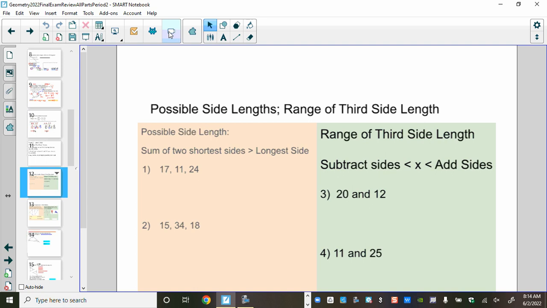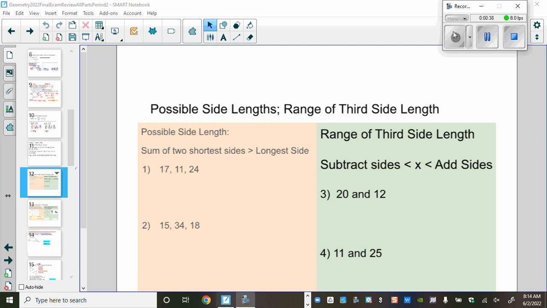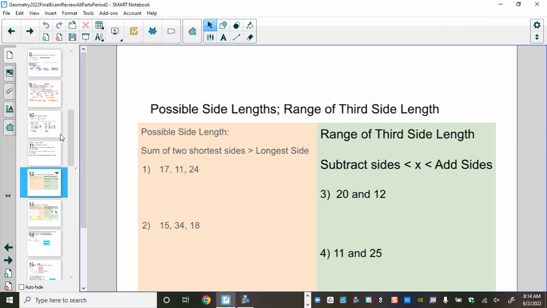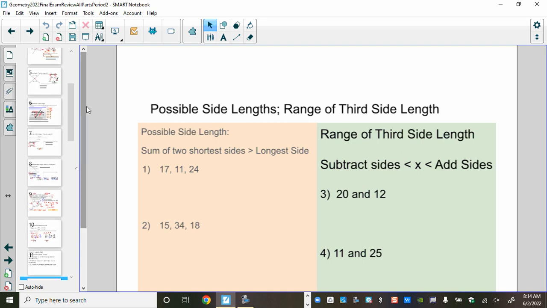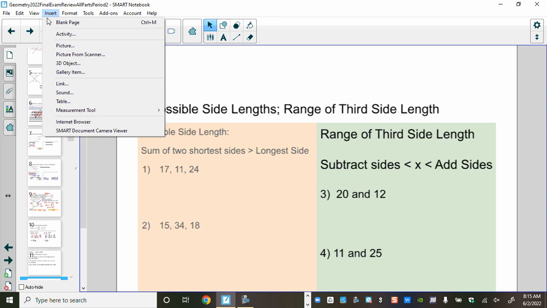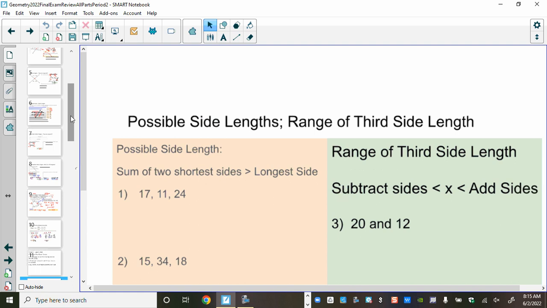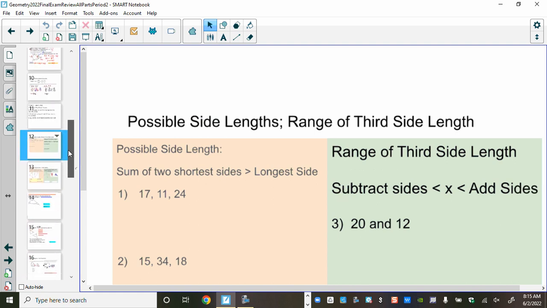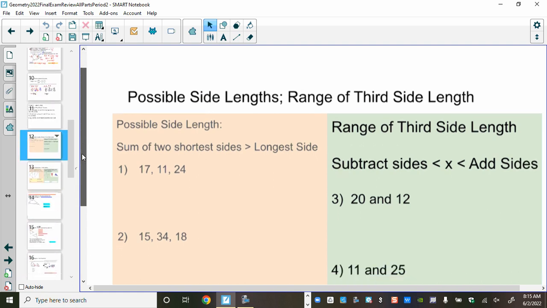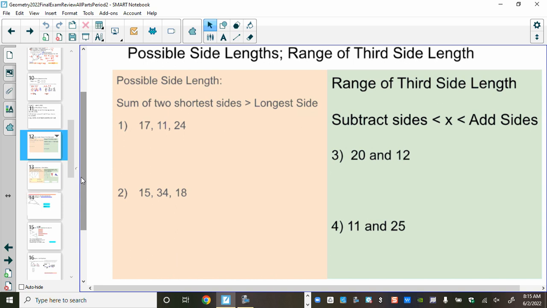All right. So here's where we were. This is where we stopped from last time. I think it's slide 11 or 12, somewhere around there. It was after slope. So basically, side lengths in the range of a third length.